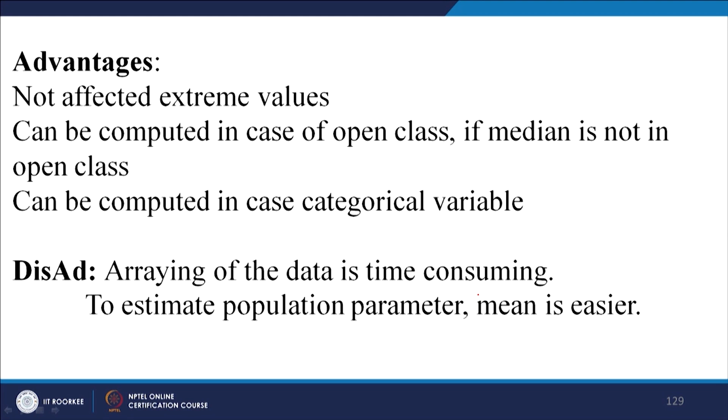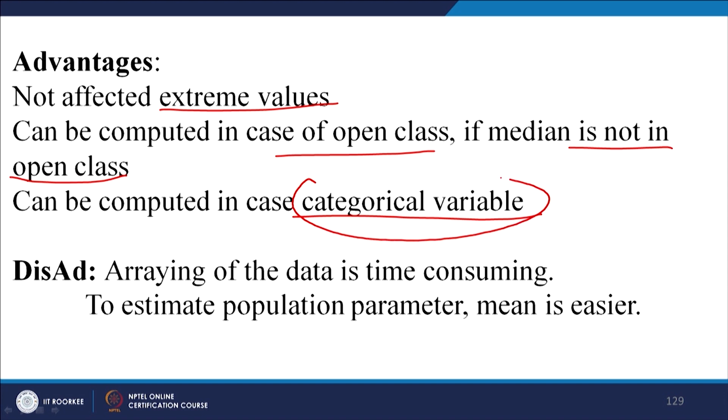Advantages of median: it is, of course, not affected by extreme values, and it can be computed in case of open class if the median is not in that particular open class. It can be computed in case of categorical variable. Now, this is an important advantage. You cannot calculate mean of categorical variables, but here you can calculate median.